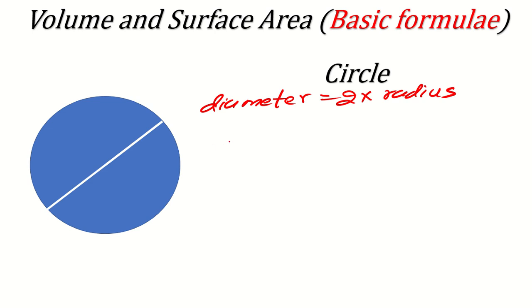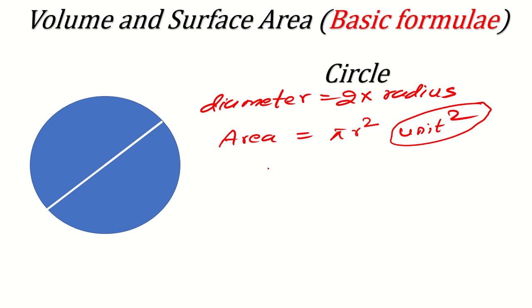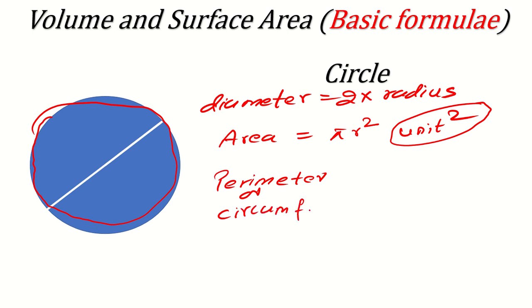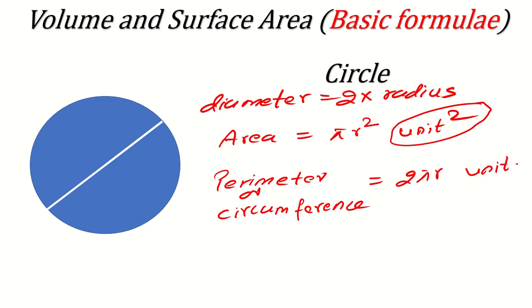Now next is the area of the circle. What is the area of the circle? It is pi r square, unit square. Remember, my dear students, don't forget this in the exam. Now perimeter. Perimeter means outer line, and in the case of a circle, the perimeter is called circumference. Remember, perimeter or circumference means the outline, what you can see from outside. This is 2 pi r unit. So this is all related to the circle.